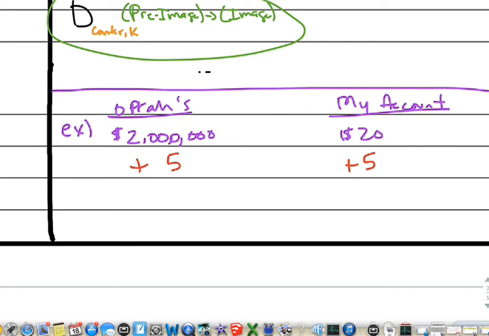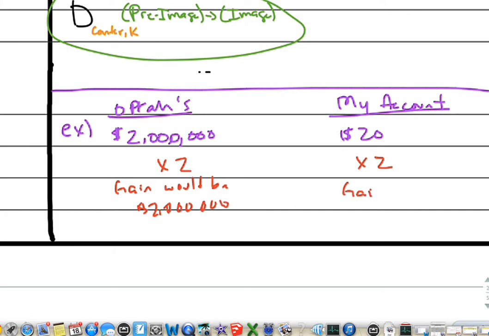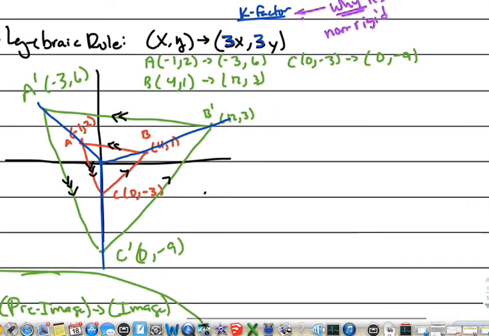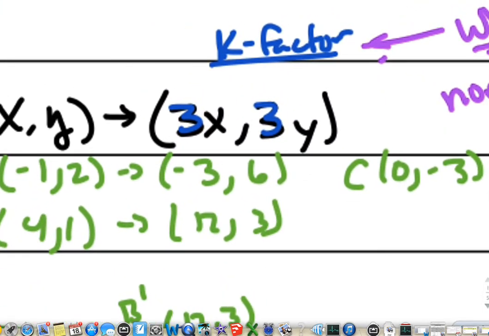If you were to take that away and say, well, Oprah, I'm going to double the amount of money that you have, and Mr. Collins, I'm going to double the amount of money you have, the gain here would be $2 million. And my gain would be $20. So even though we're doing the exact same operation to both, the gains are completely different because we had a lot more to start with Oprah than he did with me, which is why ultimately the multiplication factor is what's throwing everything off and making it bigger.